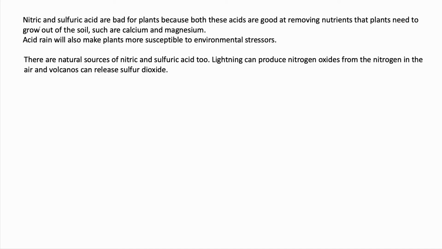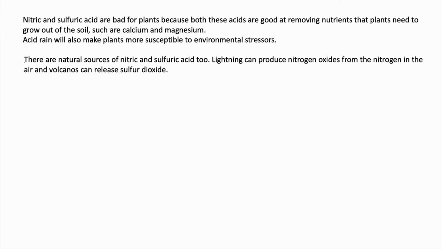So these nitric and sulfuric acids are bad for plants, because they remove nutrients from the plants out of the soil, such as calcium and magnesium. The acid rain will also make the plant more susceptible to environmental stress. So if it gets too cold, or we have a drought, or it's too hot, if the plant has had acid rain on it, it's more likely to die.